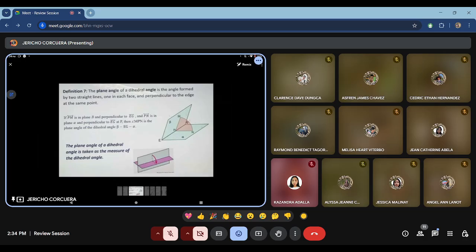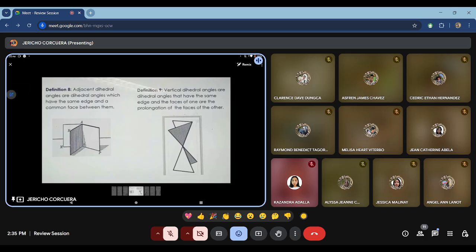The edge is EG, and then we have plane beta and plane alpha. It is read as: the plane angle of the dihedral angle is MPN, and the dihedral angle is beta, EG, alpha. The measure of the plane angle is also the measure of the dihedral angle.